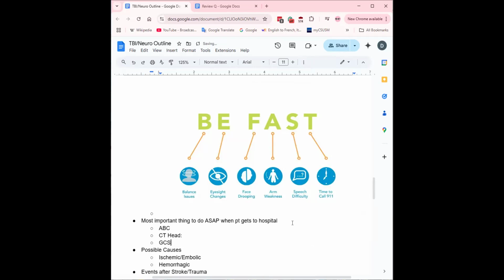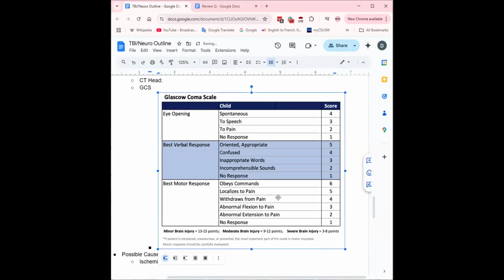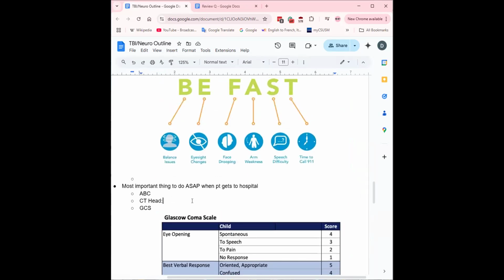I like that Glasgow coma scale. By the way, heads up, you allegedly may or may not have to do one. Allegedly, without the scale. So here's the scale. Did we see? Yeah, so determine what type.